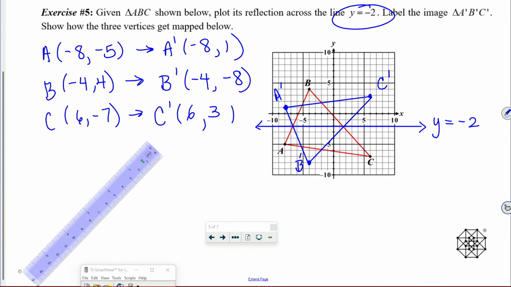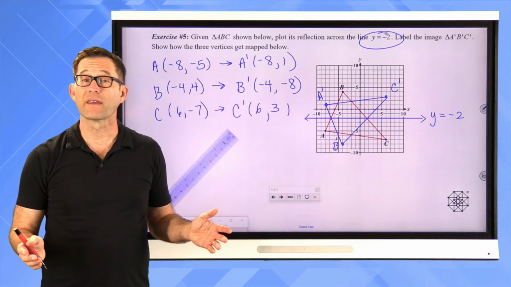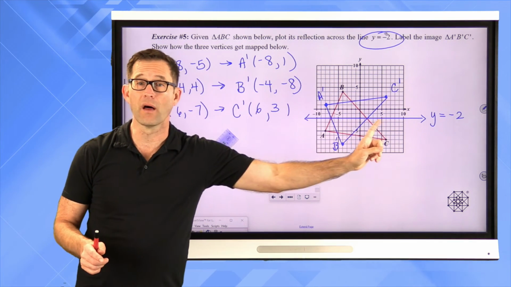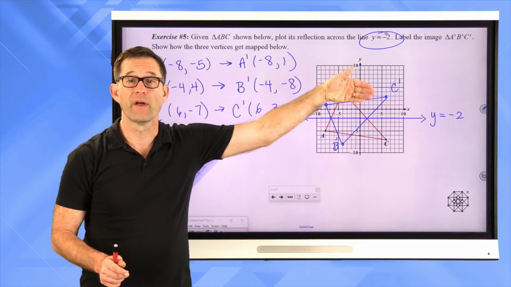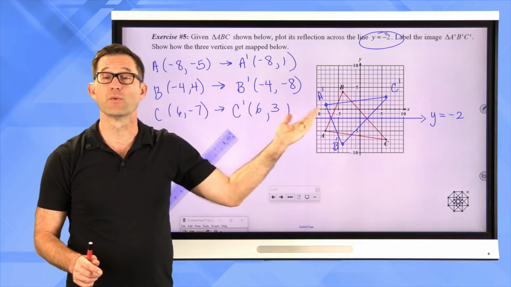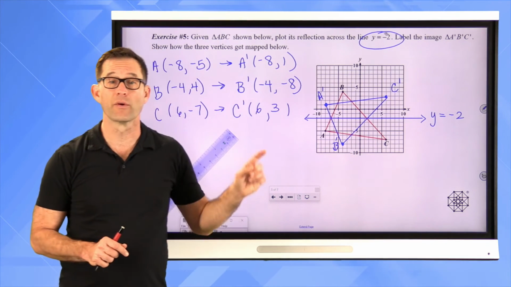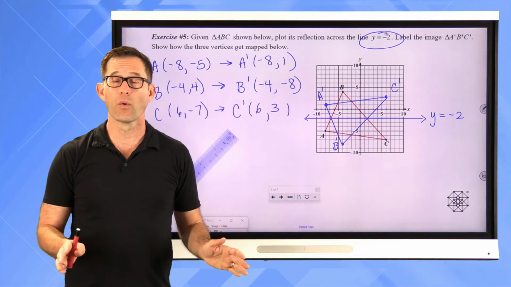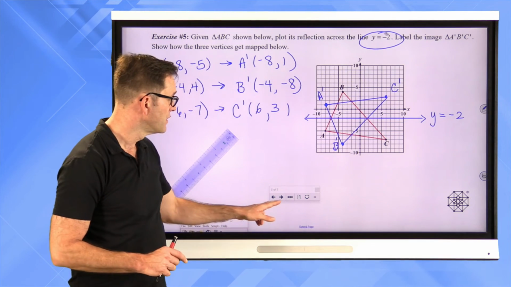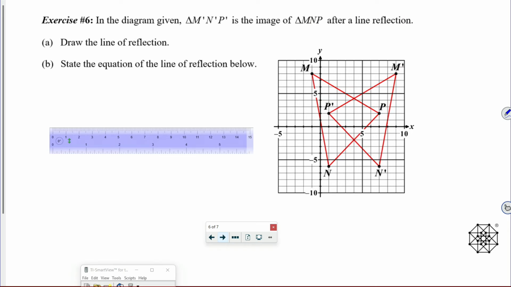Excellent. All right, simple as that. Really a counting issue, right? Because we know if we've got a horizontal line, then the points are going to reflect vertically. And of course, if we had a vertical line, the points would reflect horizontally. And we have to be ready to be able to reflect points across any horizontal or vertical line whose equation is given to us. All right, let's take a look at one more, exercise number 6.